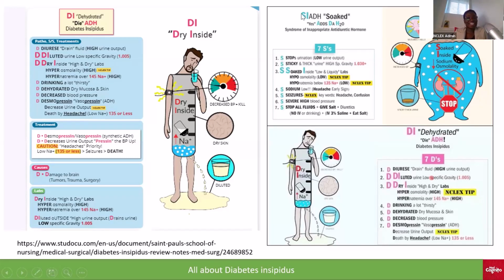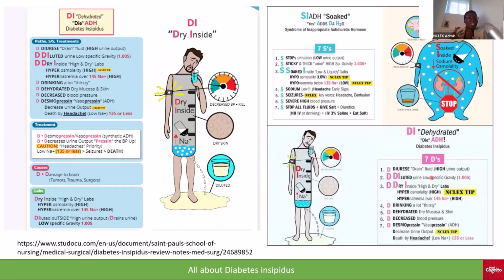SIADH, the SI, soaked inside. The individual is soaked inside with so much water and ballooned. So it's more like the opposite of diabetes insipidus. So that individual is producing a low amount of urine. That individual has too much ADH. So if you have too much ADH, what will happen?